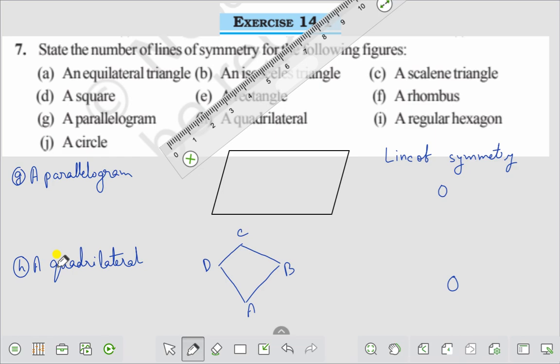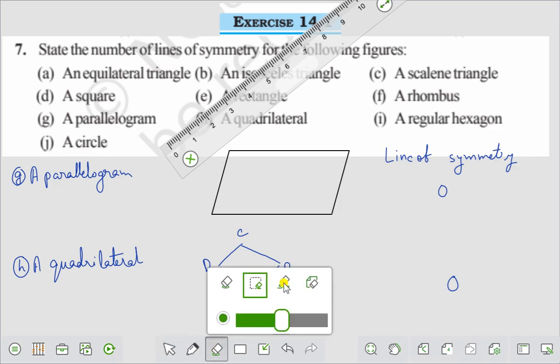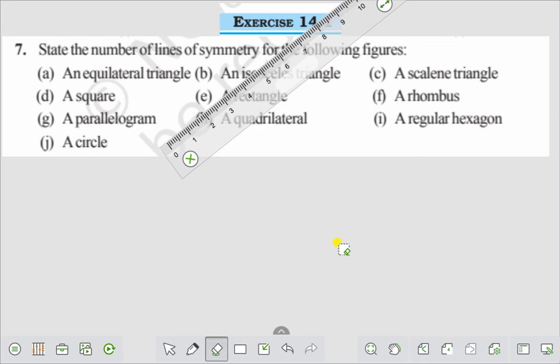Now questions H, I and J. Question number I is a regular hexagon. Let us take a regular hexagon, and J is a circle, right? Let us take this one.